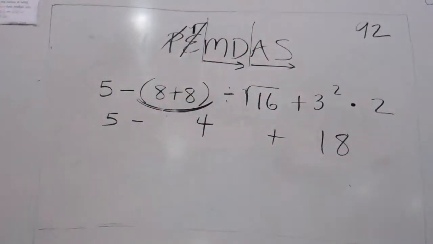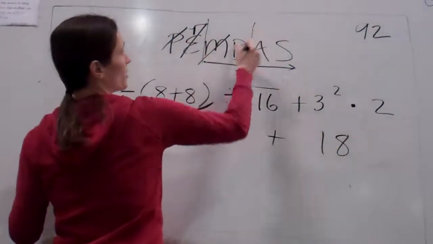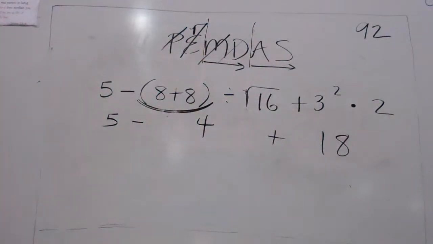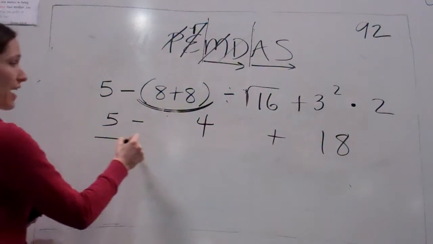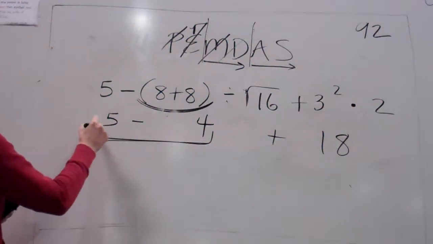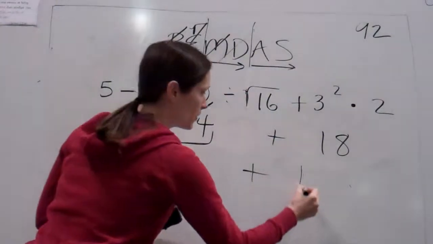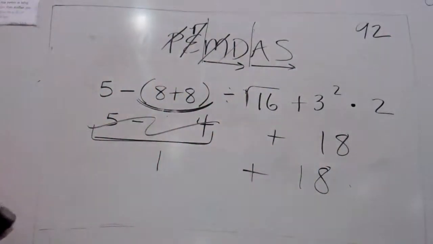Everybody staying with me so far? Okay? Now, done with that, done with that. Now I'm going to add or subtract left to right. Ready? 5 minus 4? 1. 1 plus 18? 19. You should have gotten the answer 19 on that problem.